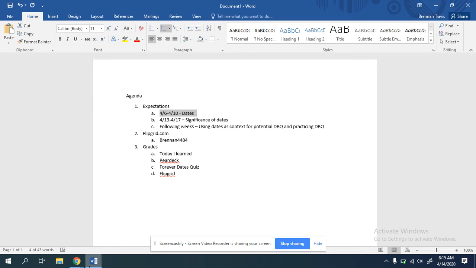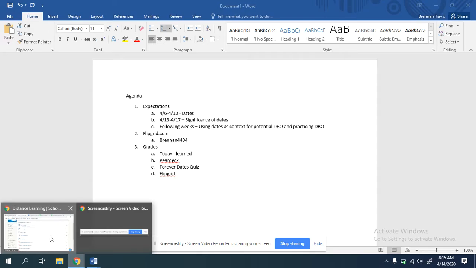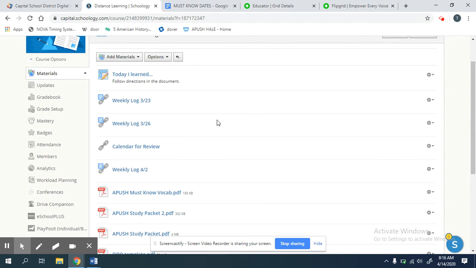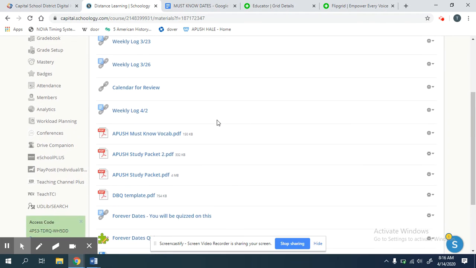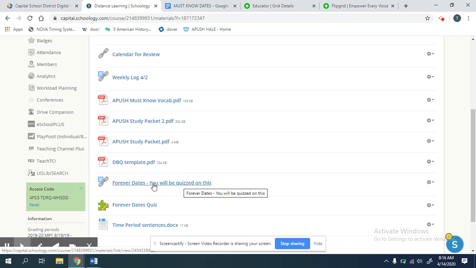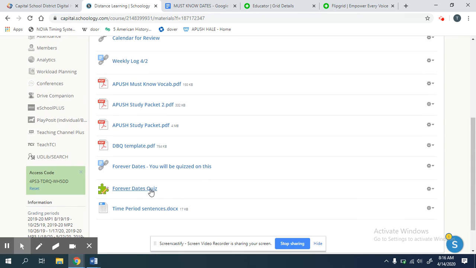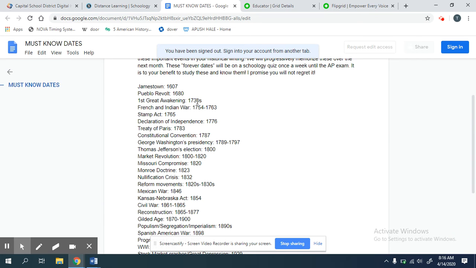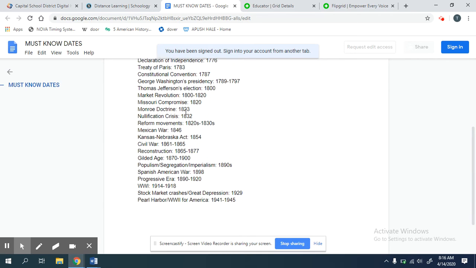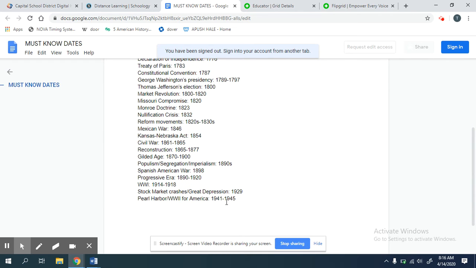Where you can find those dates, if you go into the distance learning tab on Schoology, you should see a link for the forever dates. And additionally, you should see a quiz for those forever dates. These must-know dates range in everything from 1607 with Jamestown, going down towards the end of period 7 with World War II and the attack on Pearl Harbor from 1941 to 1945.